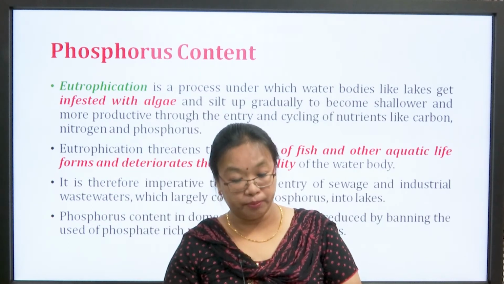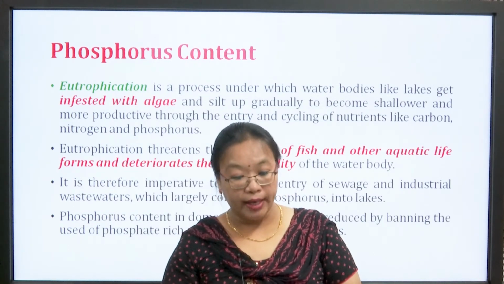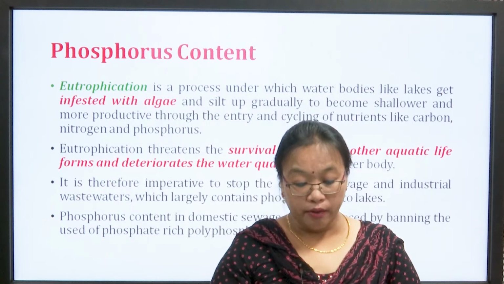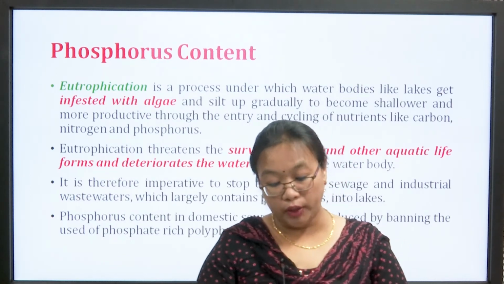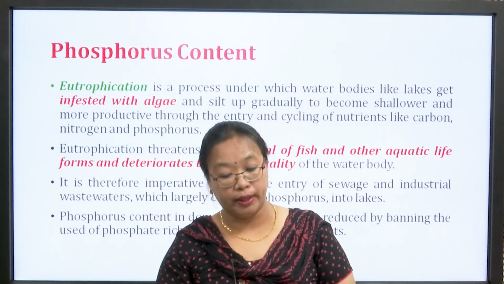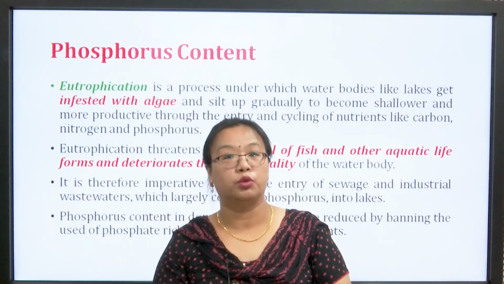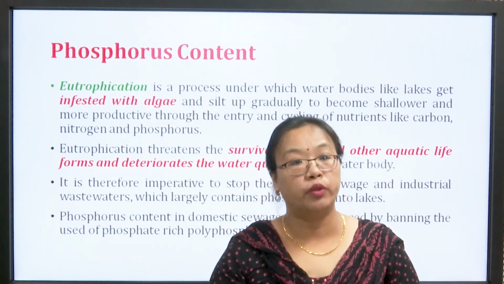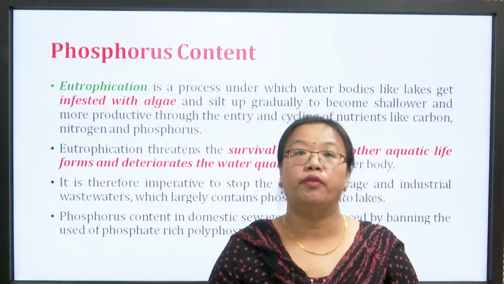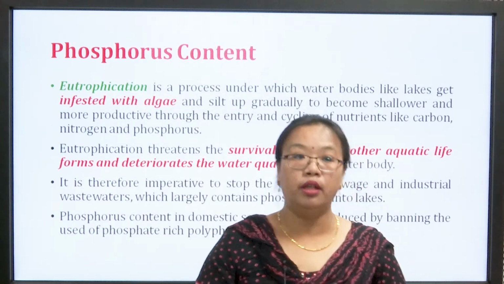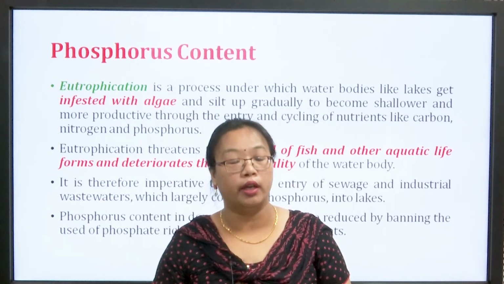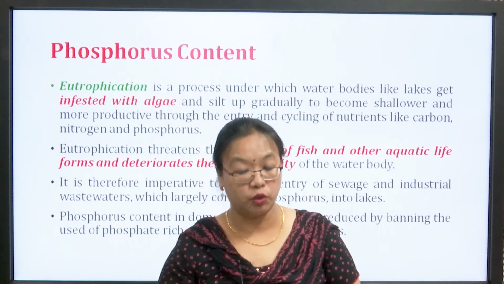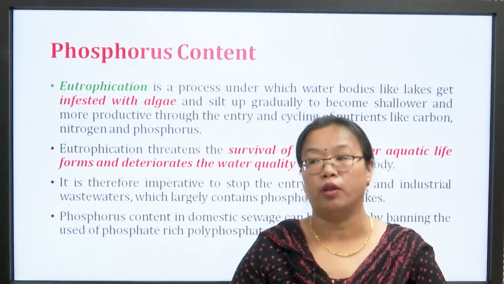It is therefore imperative to stop the entry of sewage and industrial wastewater, which largely contain phosphorus, into lakes. Phosphorus content in domestic sewage can be reduced by banning the use of phosphate-rich polyphosphate in detergents. So, whatever extra phosphorus you are using in fertilizers and in detergents is finally going to end up in some water body, creating eutrophication, decreasing the quality of water there and obviously affecting the aquatic life. That is why phosphorus is very important.